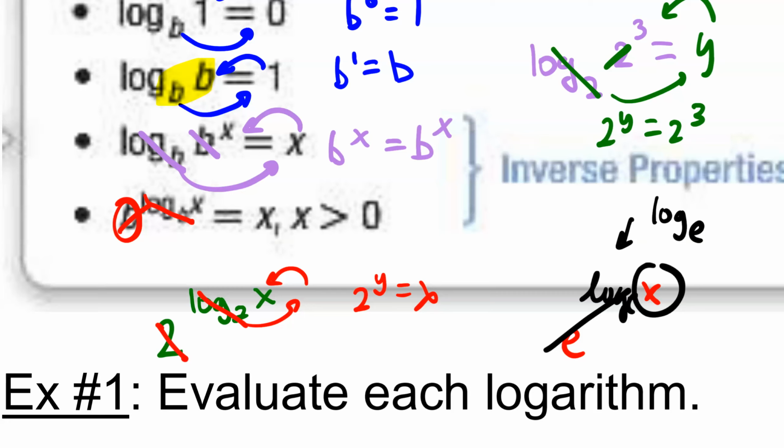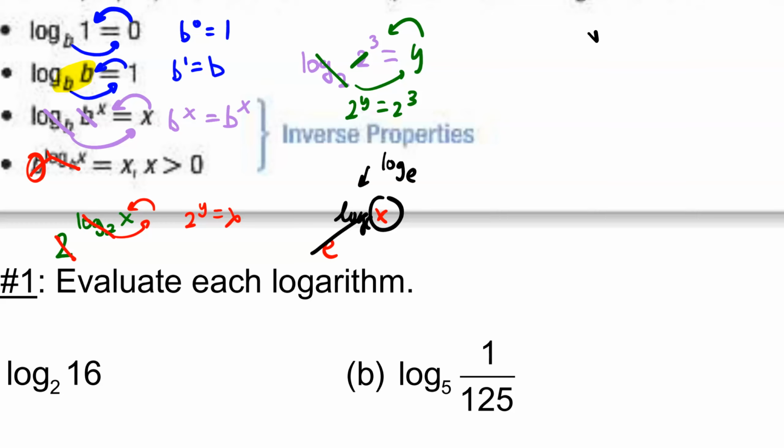Okay, so what else is important that I have to tell you? If I have something like the square root of x, what is the exponent? 1/2. If I have the cube root of x, what is the exponent? 1/3. The 4th root of x, 1/4. The 5th root of x, 1/5. Okay, those are the exponents. All right, cool. So we're good there.